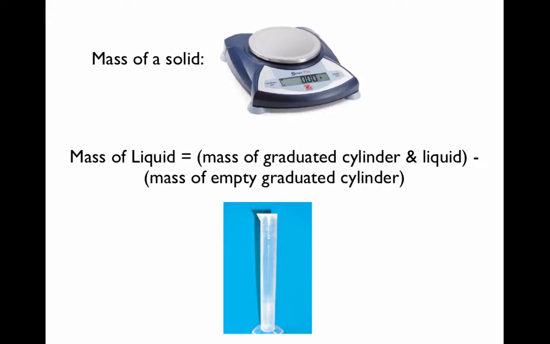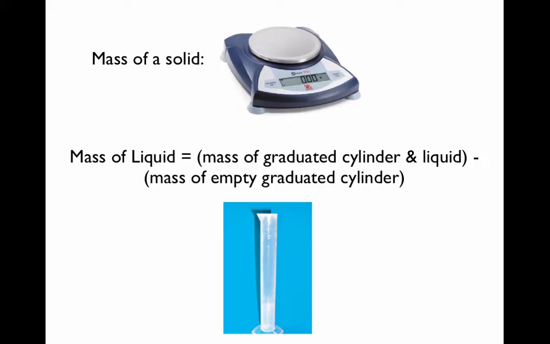To figure out the mass of a solid, you need to put it on the scale, and then you need to record your value, and don't forget to include the units. To figure out the mass of a liquid, it's not as simple as putting it on the scale, because then the liquid is just going to go everywhere. And so you need a container to keep the liquid in.